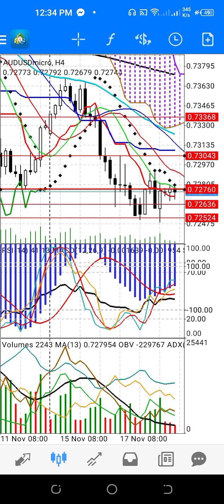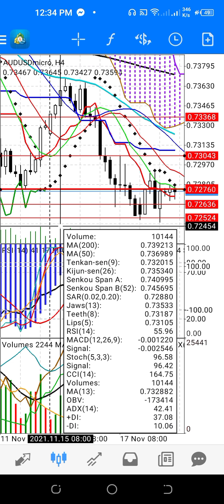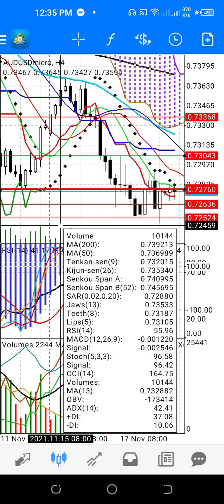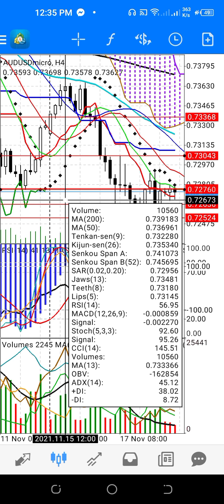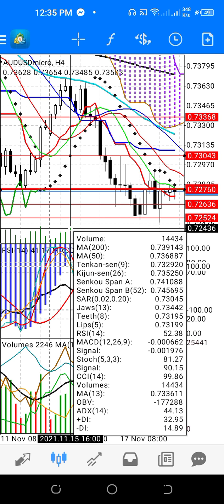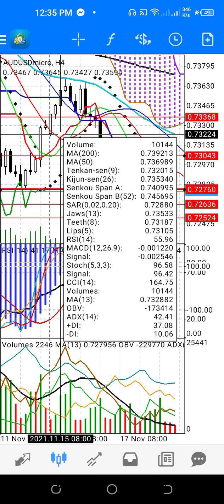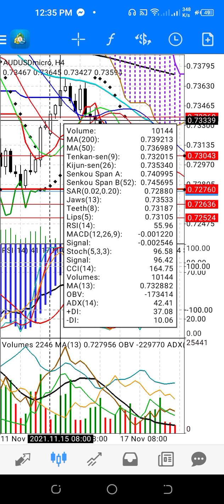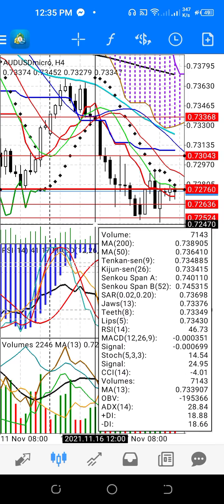You can trade here now. Your take profit is 0.73368, and your stop loss is below the swing, the lowest price here, 0.7245. Then you can trade now, and if you can see on the hourly time frame that a buy signal or buy candle forms, then you can set your stop loss below that price, 0.72459, and set your take profit here at 0.73326 or 0.73339. So that is a 1 to 1.5 or 1 to 2 risk reward ratio.